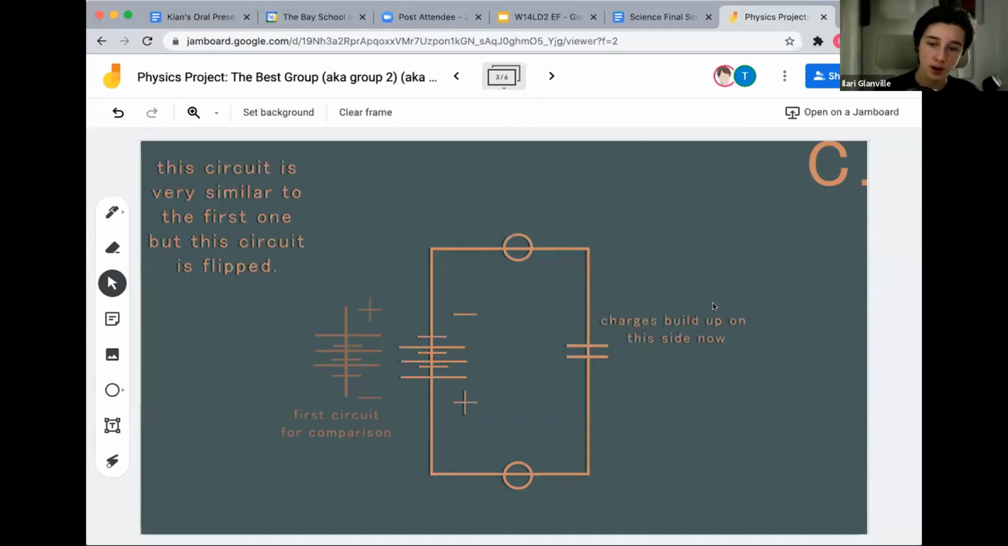So for C, this circuit is basically the same as the first circuit. It's very similar, but the difference is that the batteries are flipped, so that the negative side is where the positive was and the positive is where the negative was. This really only changes where the electrons build up. So in this case, they'll build up on the positive side, whereas previously they would have built up on the negative side. I also have the next one, which is the same slide, actually.